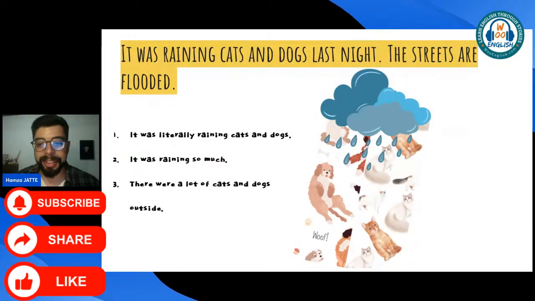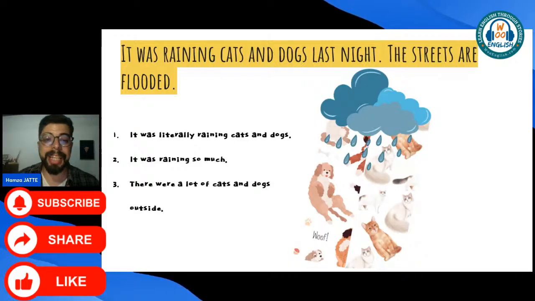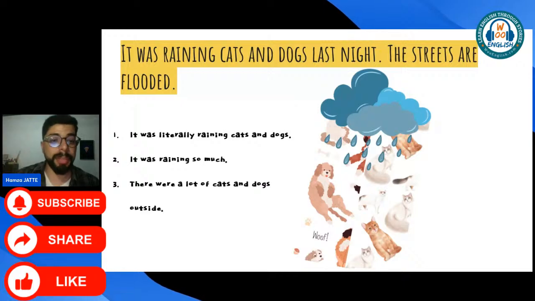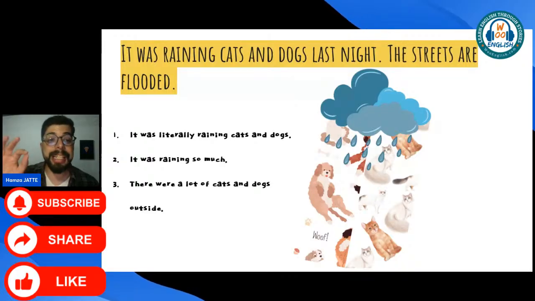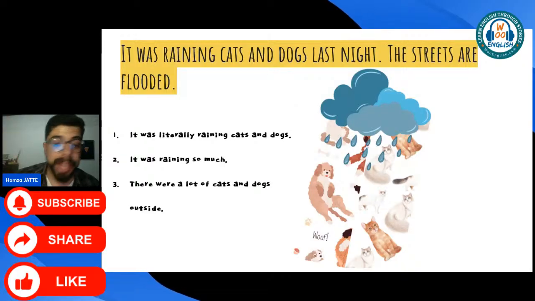So, what do you think? What is the meaning? Is it "it was raining"? It was literally raining cats and dogs. Like cats and dogs were falling from the sky. It was raining so much, or there were a lot of cats and dogs in the street last night. So, which one do you think is the meaning of the expression in yellow?